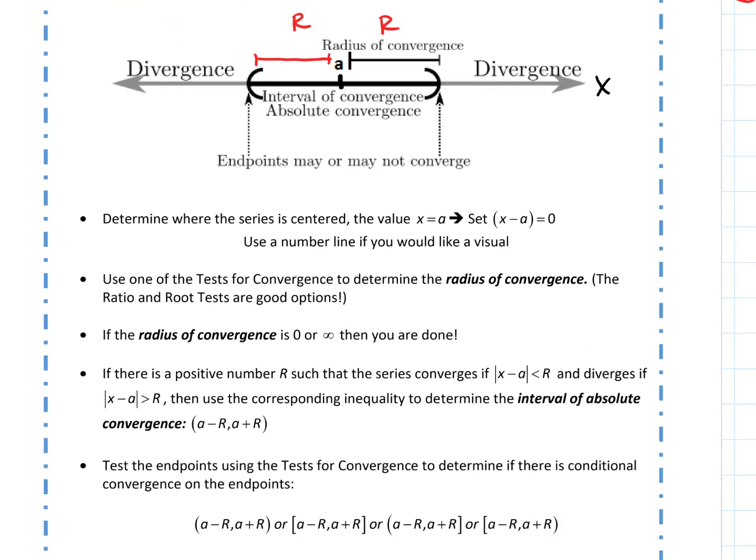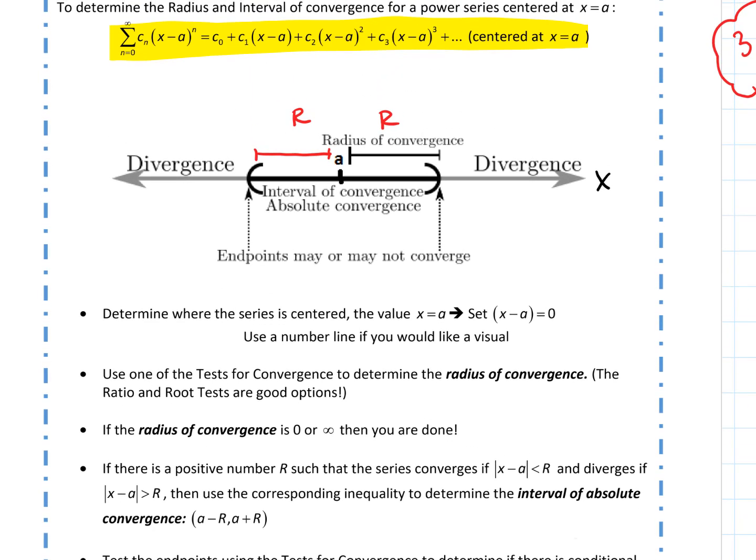So how do we do this? Well, we come across a power series, my highlighted generic version up above, and we ask, where are we centered? What is our a value? If you want, create a visual with a number line. I'm a very visual person, so I like to have the number line. I like to see where my a is, at the center of that number line, and then I try to figure out how far I can go. What is my radius? How far can I go to the left and the right of that center point and still have convergence? We will use one of our tests for convergence to determine the radius of convergence.